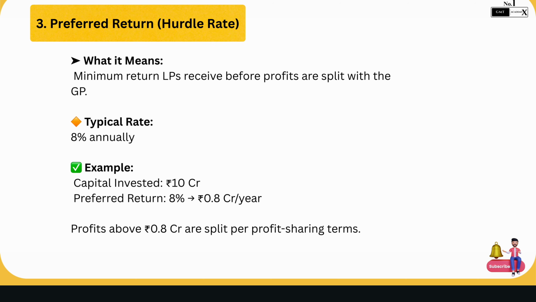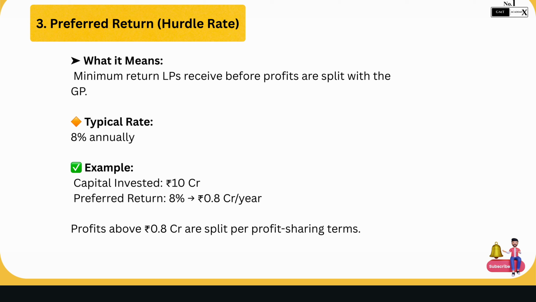Third one is preferred return. We also call it a hurdle rate. It means the minimum returns that LPs, the limited partners, receive before profits are split with the GP. GP means general partners or fund managers who take care of real estate investments on behalf of limited partners. A typical rate would be 8% annually.